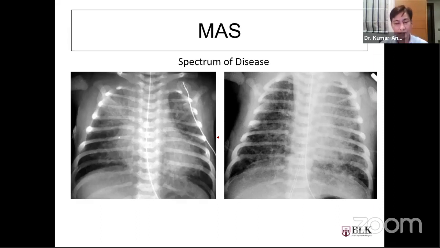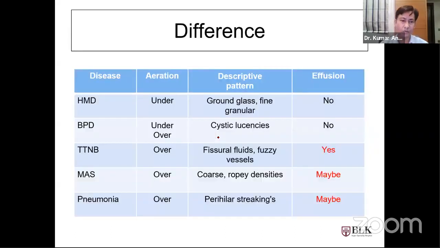In 10 to 15% of the patients, you can find a small amount of pleural effusion also in cases of meconium aspiration syndrome. So to differentiate between HMD, BPD, TTNB, and MAS pneumonia, two important things. You will find effusion in cases of TTNB and congenital pneumonia. The lung would be underinflated in cases of HMD, and most of the time it is overinflated, like in cases of TTNB, MAS, and pneumonia.